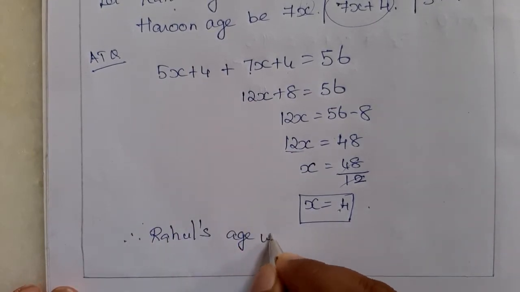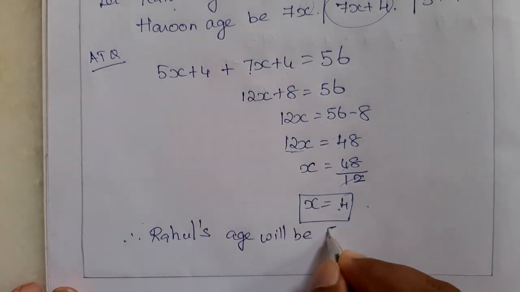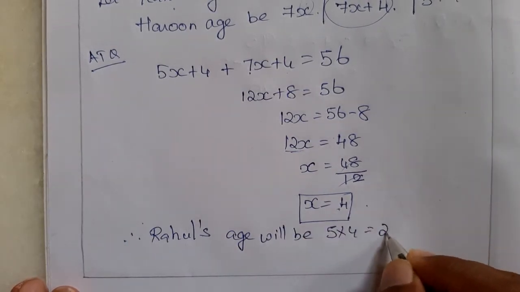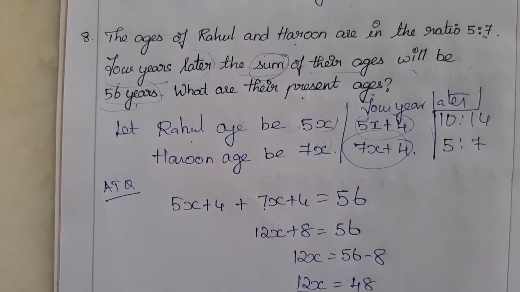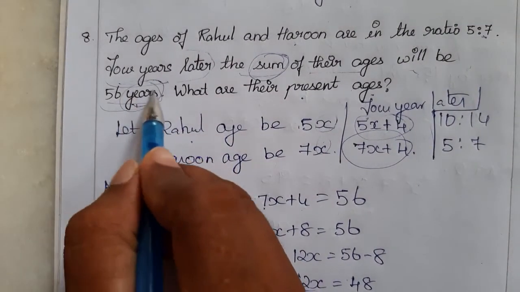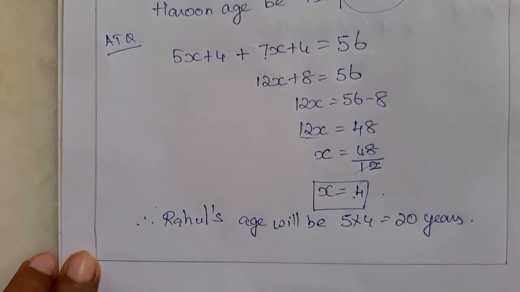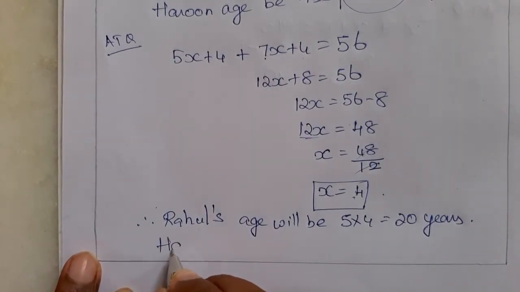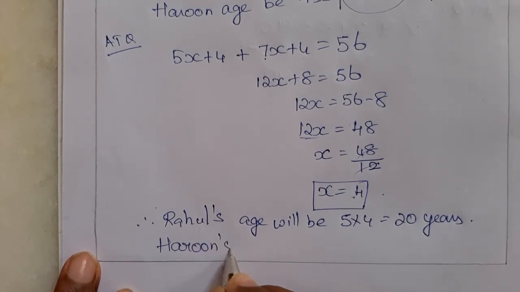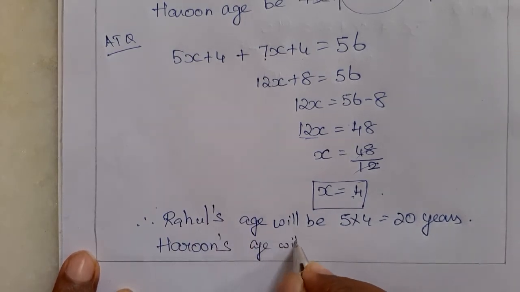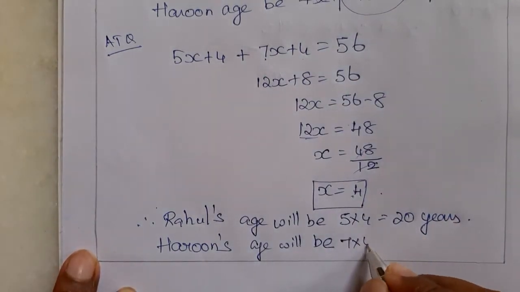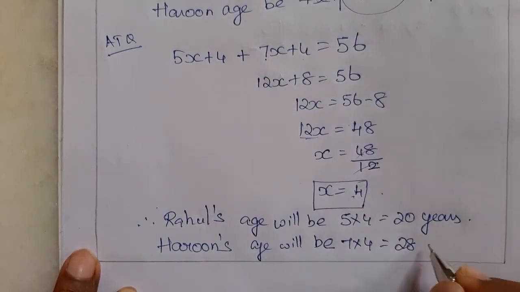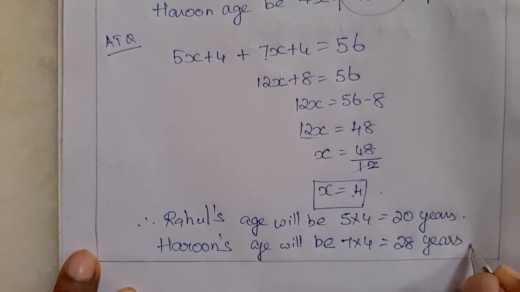Rahul's age will be 5 into 4 is equal to 20 years, right? The unit is very important here. It is given in years, so we have to write years at the end. So then Harun's age will be 7x, right? So 7 into 4, which is equal to 28 years.